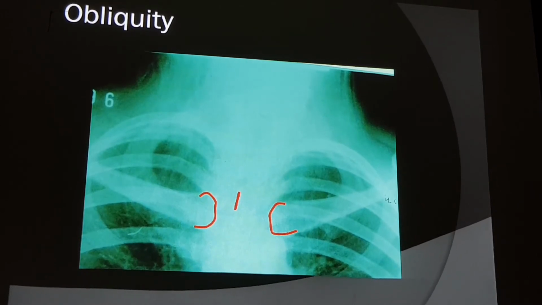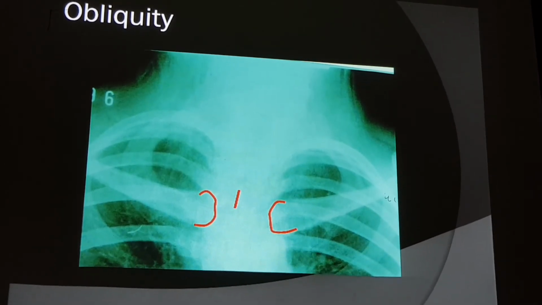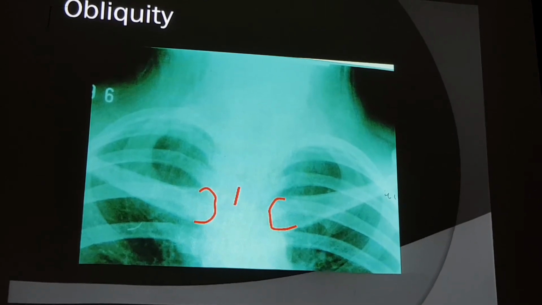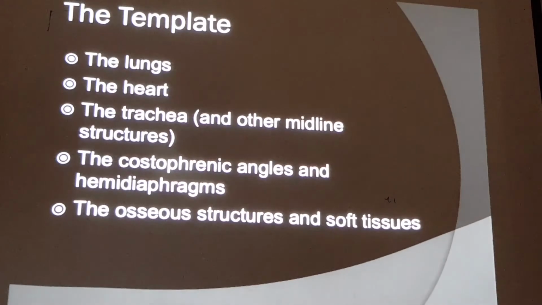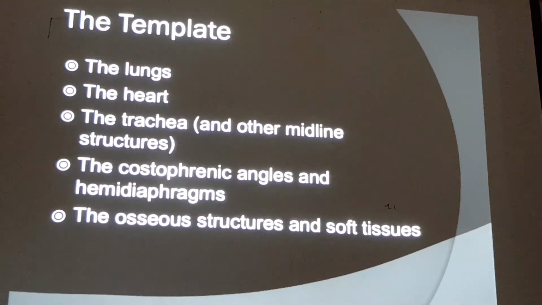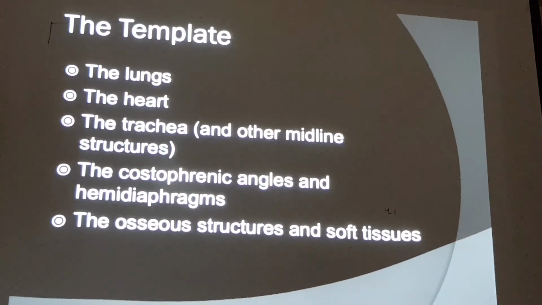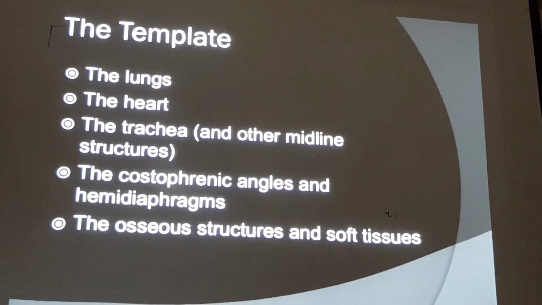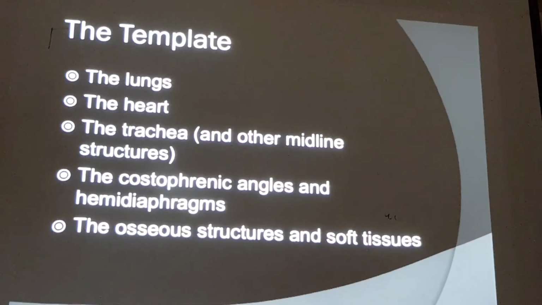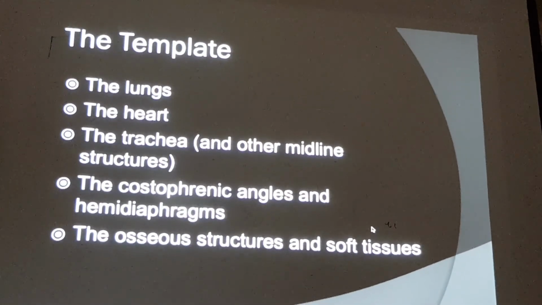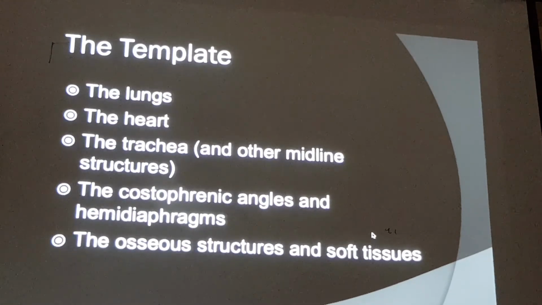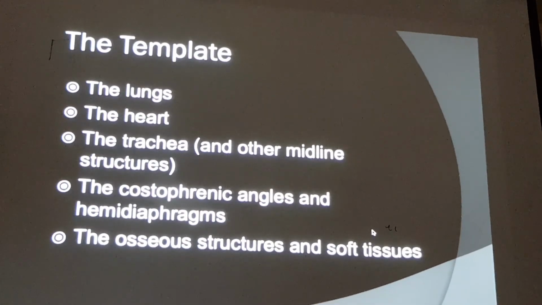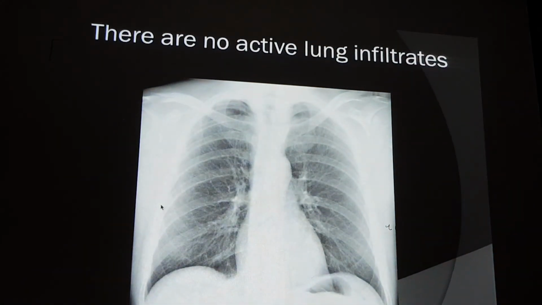So basically that's it. Now, you already look at the X-ray. How are you going to describe your findings? My template focuses on the lungs, because this is a chest X-ray. So I would like to start with what is most important. I talk about the lungs, and then I look at the heart, and then the midline structures. Then I go down to the costophrenic angles and hemidiaphragms. And then to be sure that it's complete, I look at the osseous structures and soft tissues.